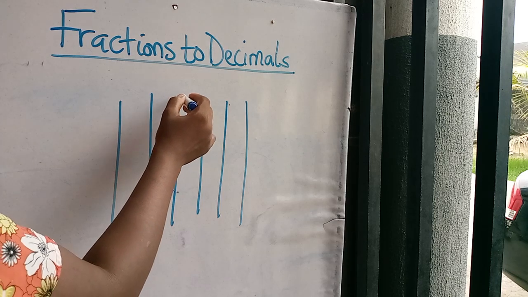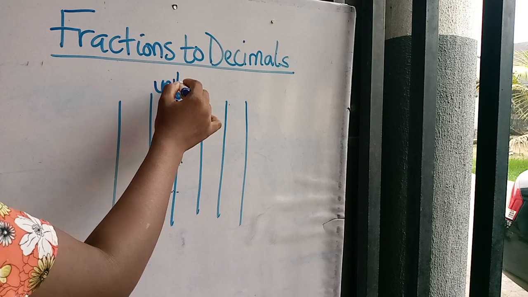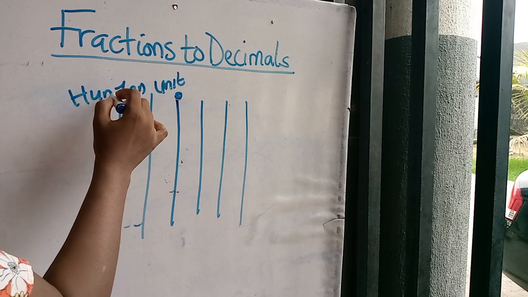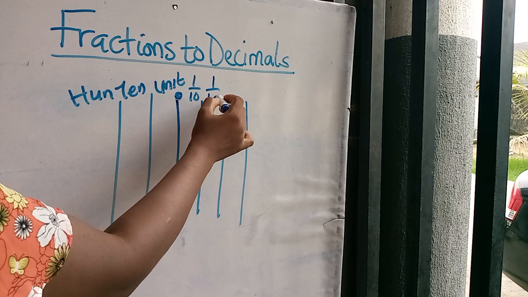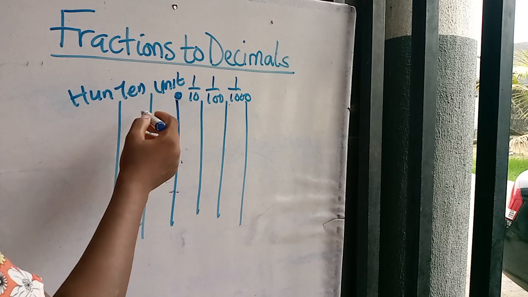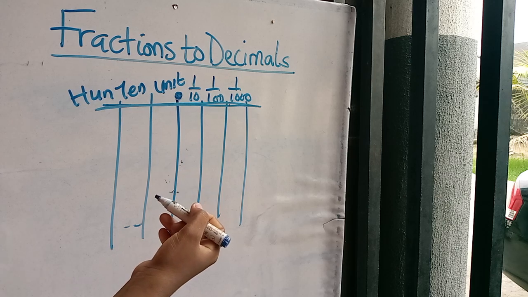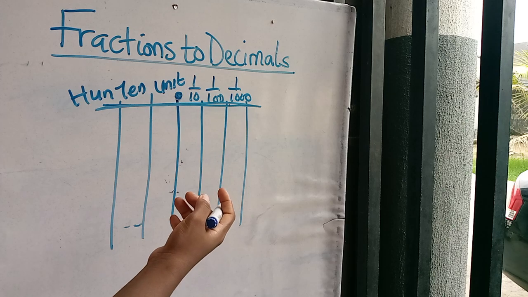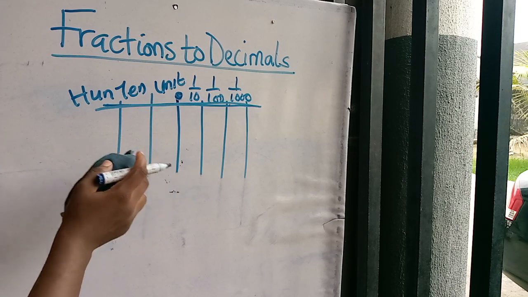Now in this place value chart, we have our decimal point here. This part we have units, this part we have 10, this part we have 100, while this other part we have 1 over 10, we have 1 over 100, and we have 1 over 1000. Looking at this place value chart, you will agree with me that we have two parts, the whole number part and the decimal part.